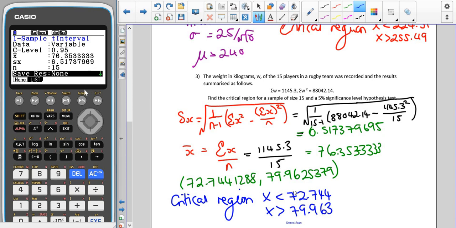Oh no, I did type it in right there. Sorry, it's just because it had summarised it on the next page to fewer decimal places. And for the mean, we ended up with 76.3533333. I did end up just typing this fraction into my calculator instead of retyping this whole decimal here. And that meant that we ended up with a critical region of x being less than 72.744 kilograms or more than 79.963 kilograms.